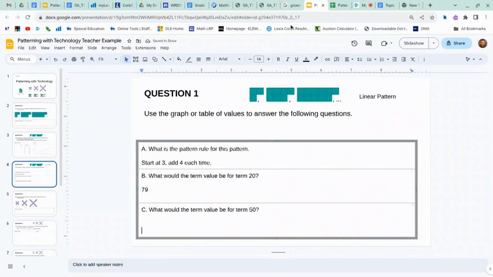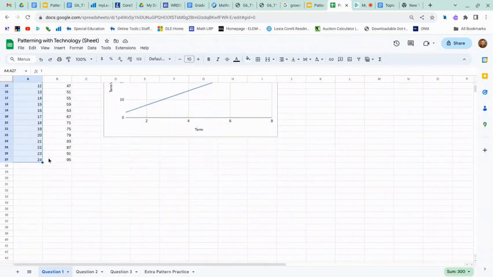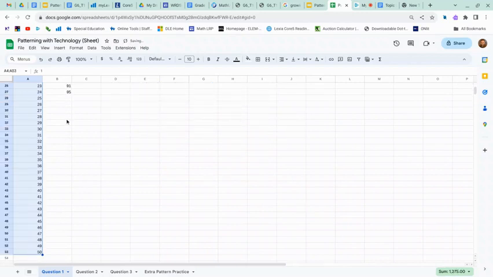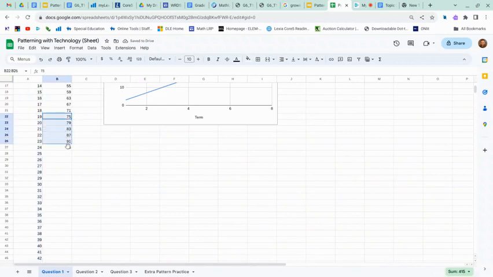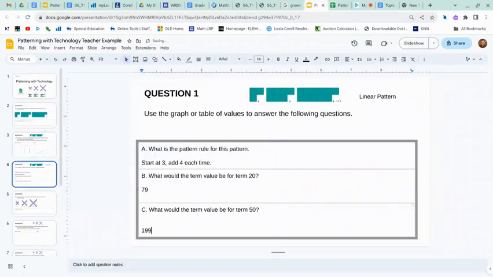What would be the term value for 50? Hey, no problem. Let me bring this all the way down to 50. Perfect. In here, I don't need to highlight all of it. I just need to highlight enough of that pattern so that the computer is like, oh yeah, I remember we're going up by 4s. And then I'm going to bring it down to here. You see I've got it grabbed because you can see the dotted lines around my cells. And there it is. Term 50 would be 199. Isn't that a quick and easy way to extend your pattern to an unknown term?